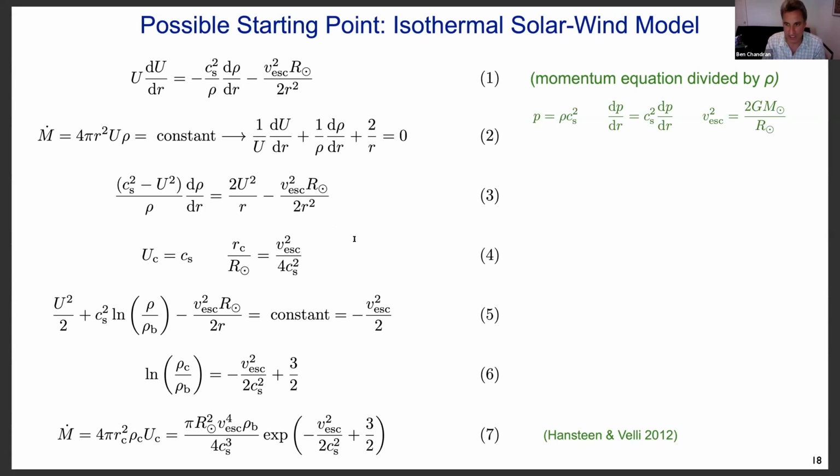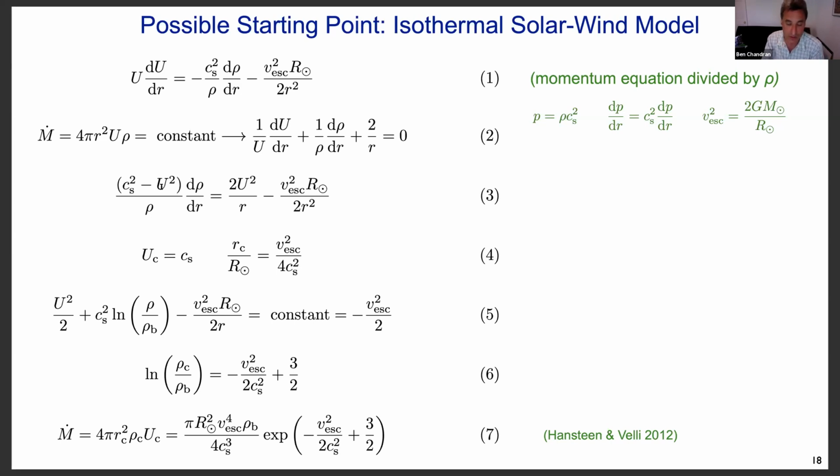Equation 3 is very interesting. In our transonic solar wind, that means a solar wind that's subsonic close to the sun, supersonic far from the sun, this factor in parentheses on the left changes from positive near the sun to negative far from the sun. So it passes through 0.